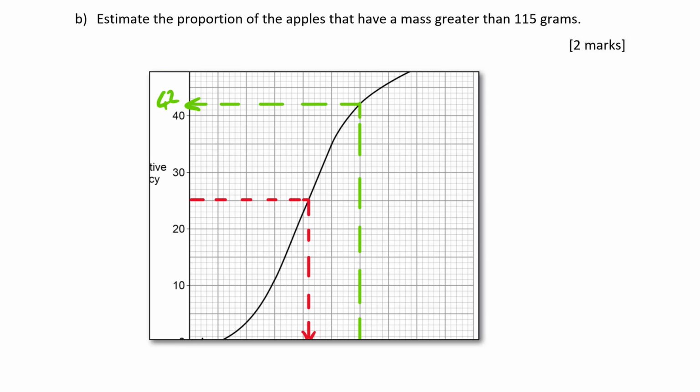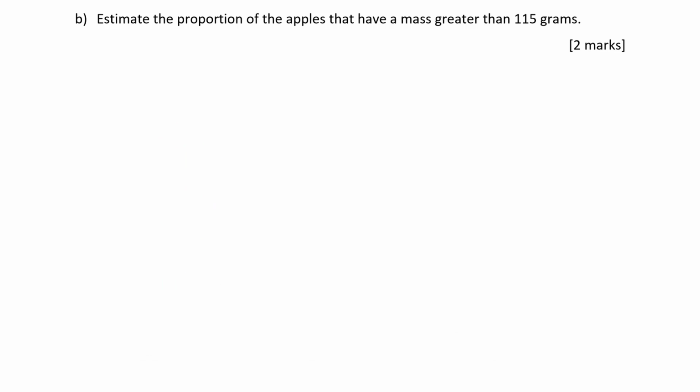So this tells me kind of this area down here actually. I don't want that area though. I want to know how many apples are more than that. So I have to take 42 away from 50, and that will tell me how many apples are greater than that weight. So 50 subtract 42 is my answer. So it's going to be 50 subtract 42, which is 8 apples.